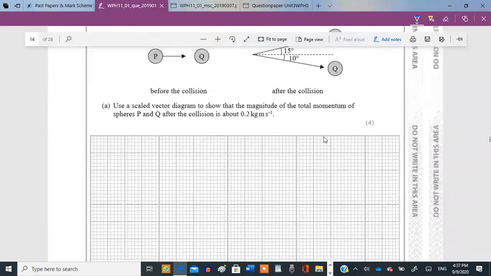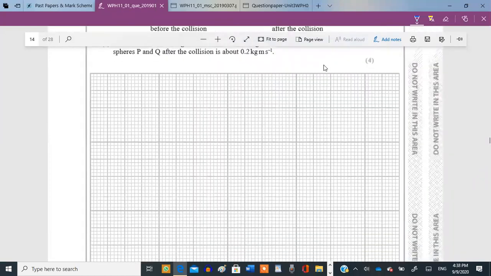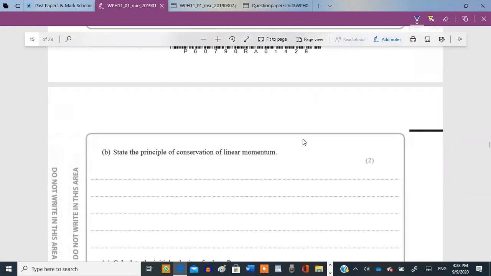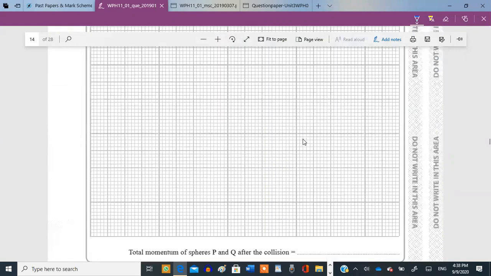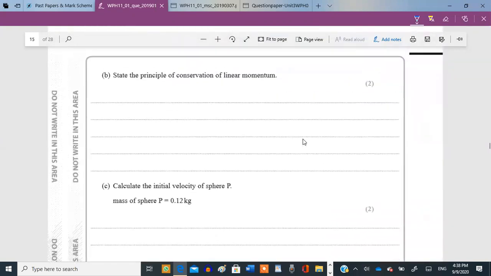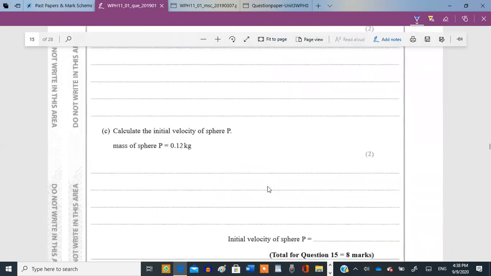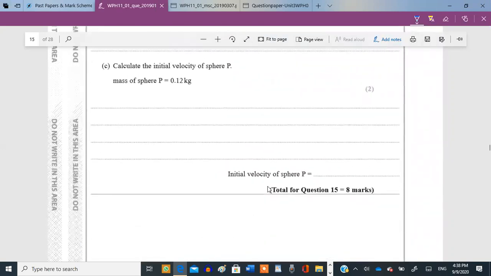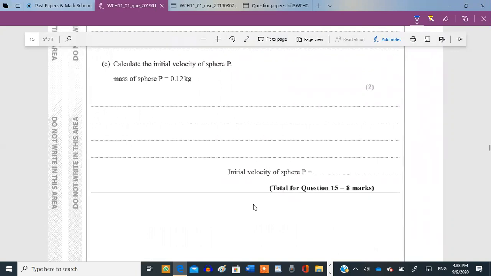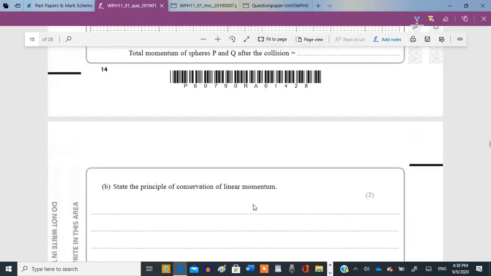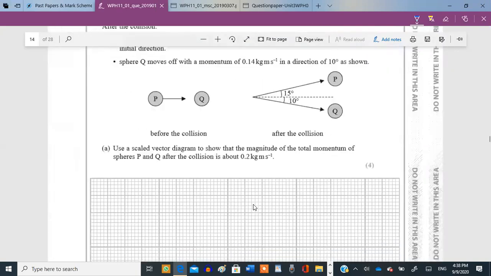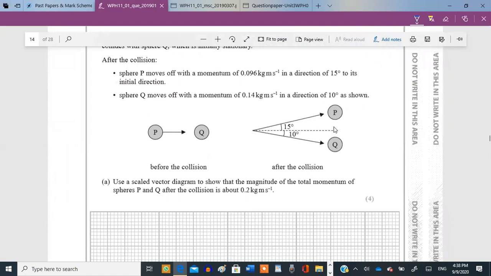So this is a scale diagram that you need to draw, and it's pretty basic. You can do it yourself, okay? If you find a problem, you can send it to me. And the principle of conservation of linear momentum, that's theory. Initial velocity, again, you're going to use m1 u1 plus m2 u2 equals m1 v1 plus m2 v2. But over here, you'll actually need to split them into components, okay?